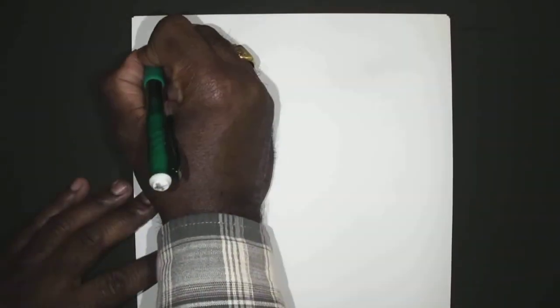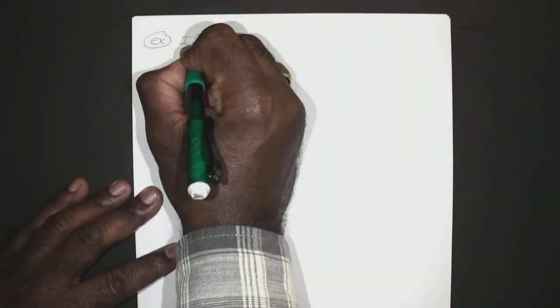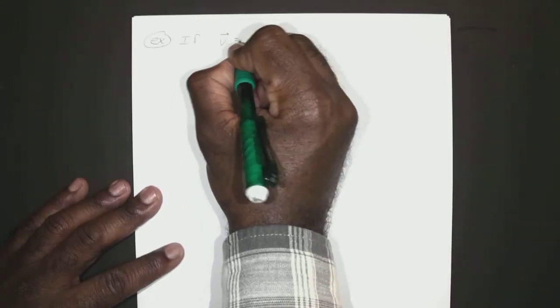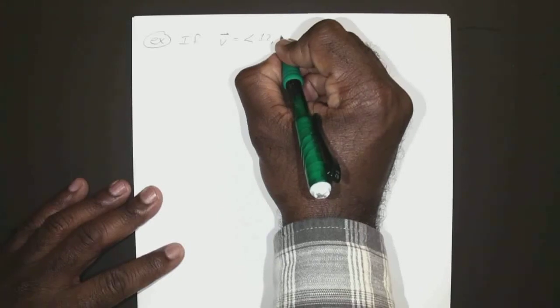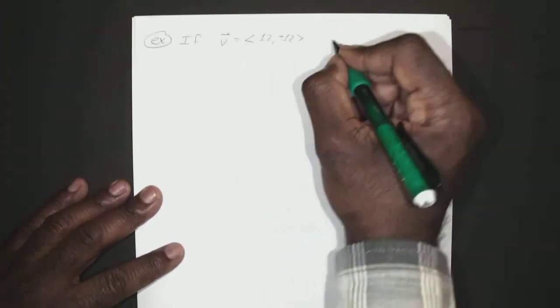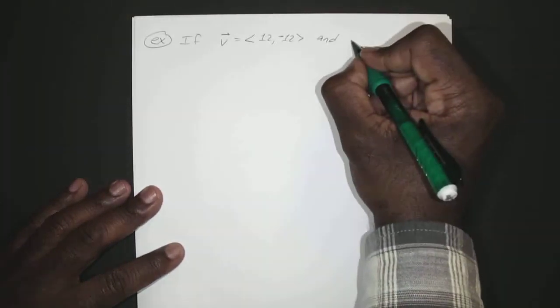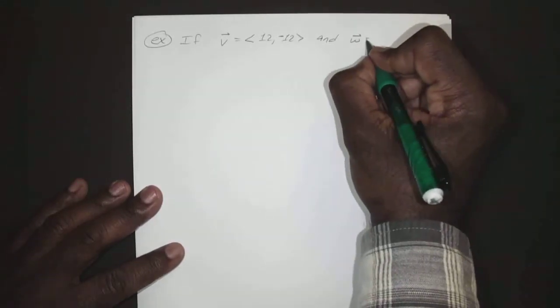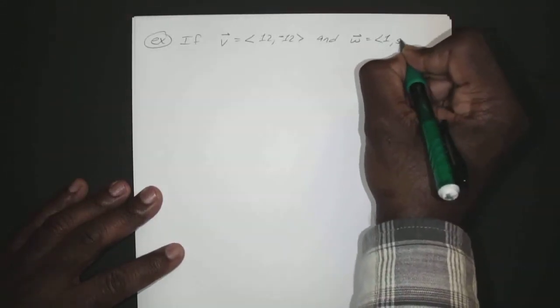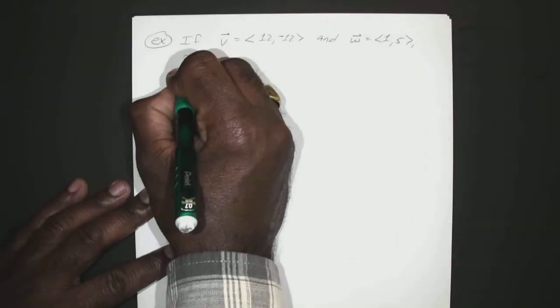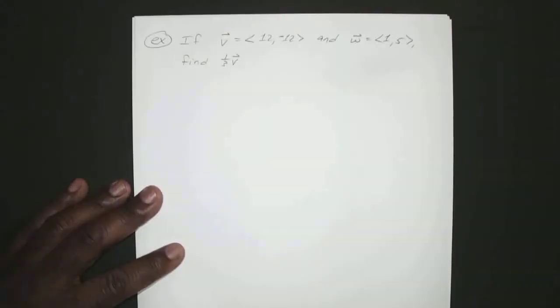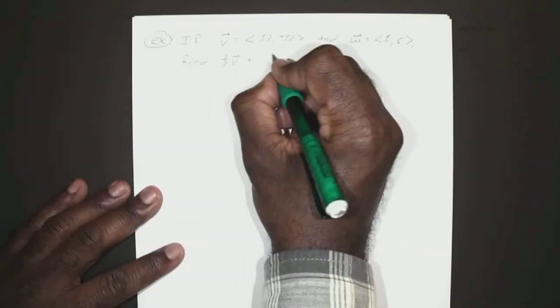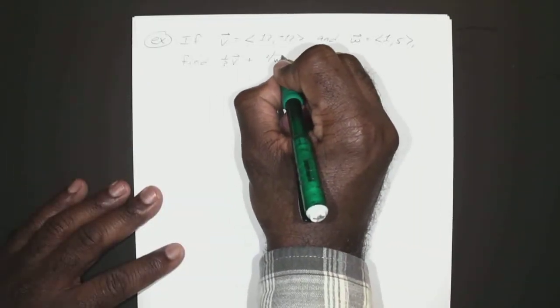So we'll do one more quick example of this one. So if we know that our v vector is equal to, we'll have the components 12 and -12, and our w vector has the components 1 and 5. I want to find 1/3 times the v vector plus 4 times the w vector.